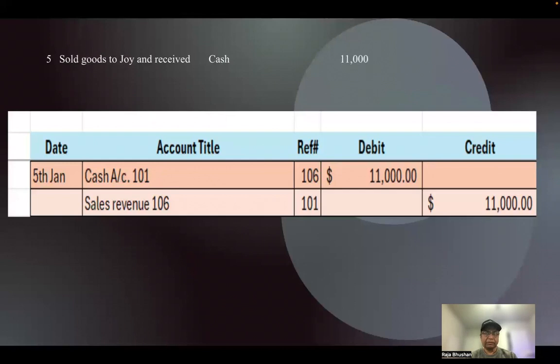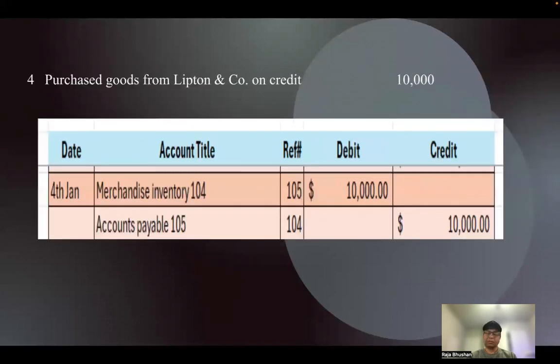Always remember, to increase an asset, we debit it. To decrease an asset, we credit it. So the cash account is debited. Now sales revenue is an income. Remember, all incomes are credited, all expenses are debited. When we sell goods, we get revenue, so revenue is credited, and we received cash, so that account is debited. So debit cash and credit sales revenue, right? Perfect. Now let's go to the sixth one.